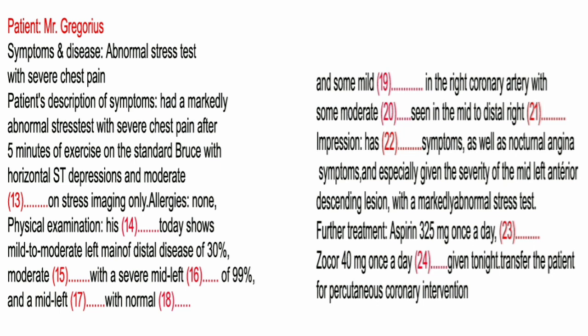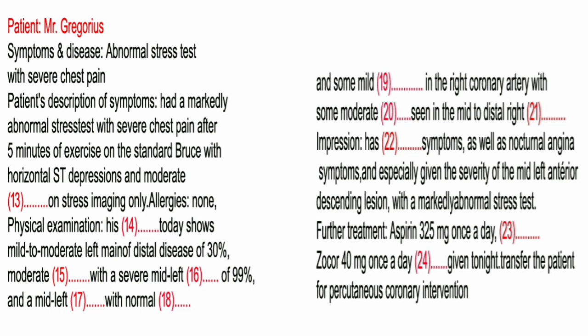What is his age? 55, doctor. Well, his cardiac catheterization today shows mild to moderate left main distal disease of 30%, moderate proximal left anterior descending coronary artery with a severe mid-left anterior descending coronary artery lesion of 99%, and a mid-left circumflex lesion of 80% with normal left ventricle function and some mild luminal irregularities in the right coronary artery with some moderate stenosis seen in the mid to distal right posterior descending artery.